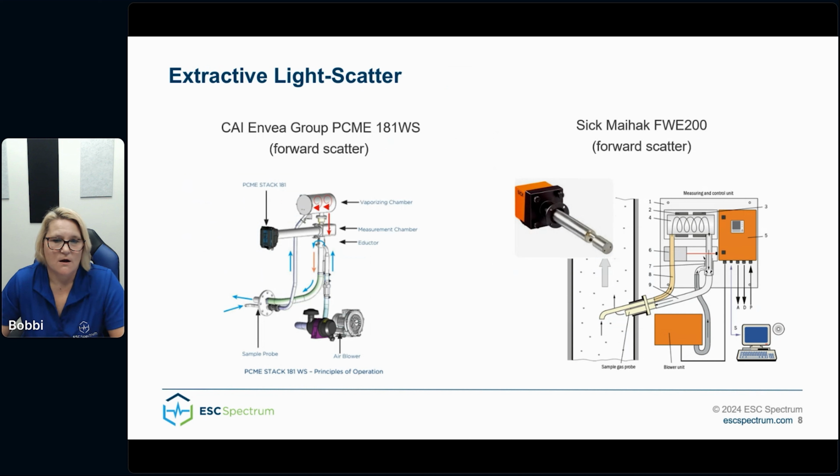Both monitors are offered with multiple nozzle sizes. The nozzle size will control the velocity of the flow through the monitor and is selected based on the stack velocity. One difference to note between the two monitors is the PCME has an option to vary the sample rate to maintain isokinetic sampling. SICK does not. However, they do provide a statement in their manual stating that the measuring behavior of the FWE 200DH is mainly independent of gas velocity changes in the duct, therefore isokinetic extraction is not required.